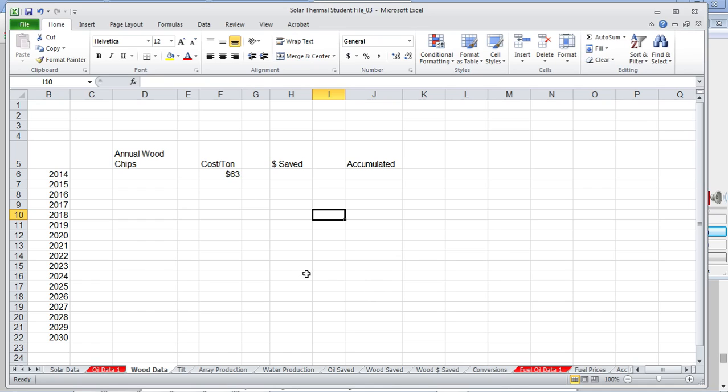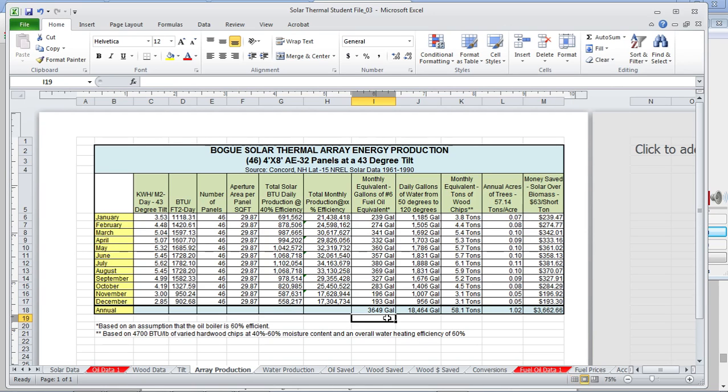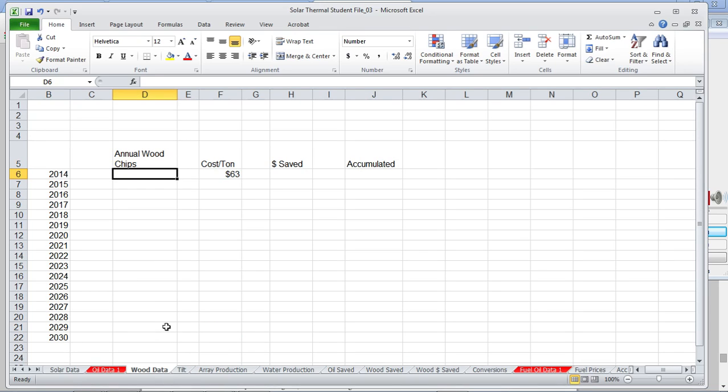So, I am not going to do this work for you. I'm going to ask that you think through this. First of all, you need to figure out the annual number of wood chips that are being saved by using solar thermal in lieu of the biomass facility. And once again, you can reference the array production cell right here and remember how to fix that cell with a dollar sign so that when you copy this down, it still references array production, etc.